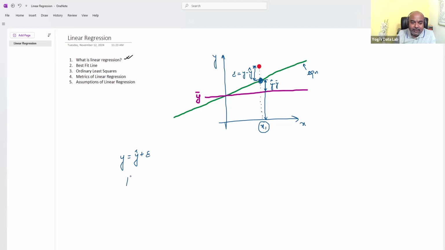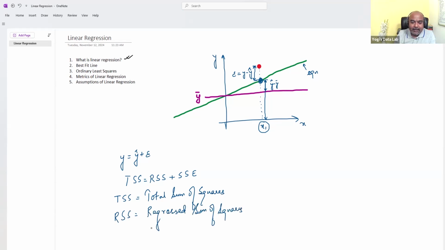This can also be written as TSS is equal to RSS plus SSE. TSS is total sum of squares. RSS is regressed sum of squares. And SSE is squared sum of errors.